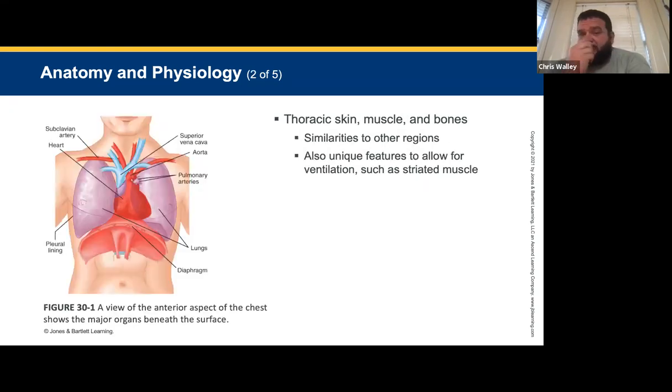So here you can see in your picture, thoracic skin, muscle and bones have similarities to the skin, muscle and bones of other regions of the body. Some of the unique features, such as striated or skeletal muscle, allow ventilation. Let's see here.